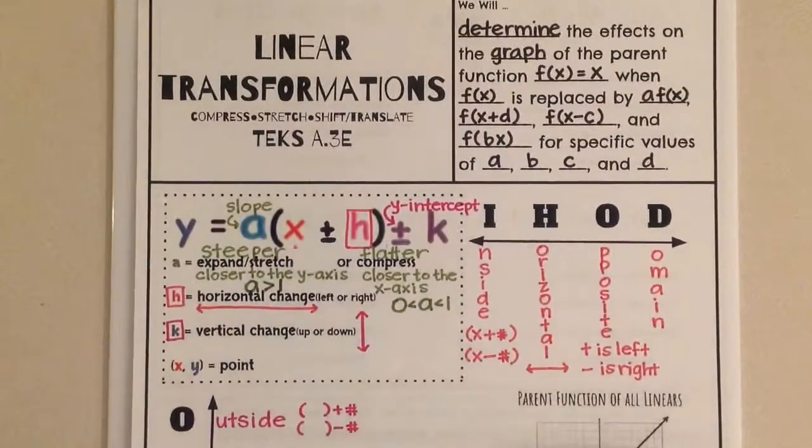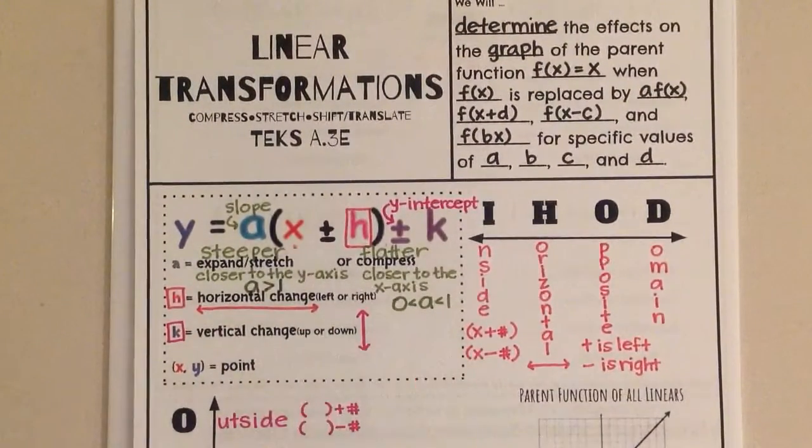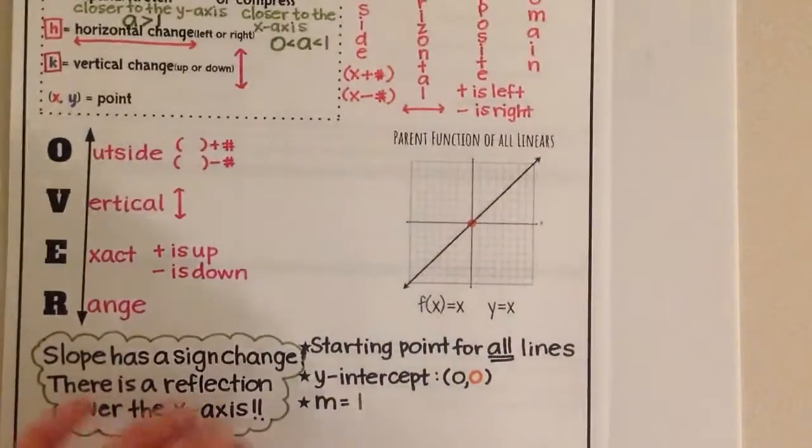Okay, in this lesson we're going to learn about linear transformations and how we can look at just the equation itself and know what changes happened to our graph line from its original graph. So the first thing we want to look at is we're going to go down here to the bottom right corner and talk about our parent function.